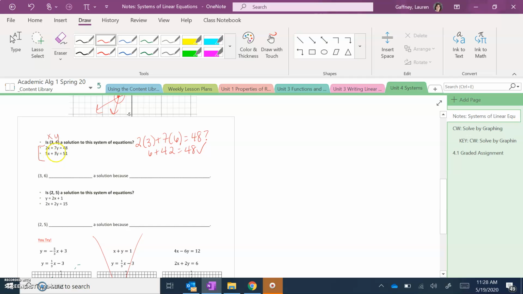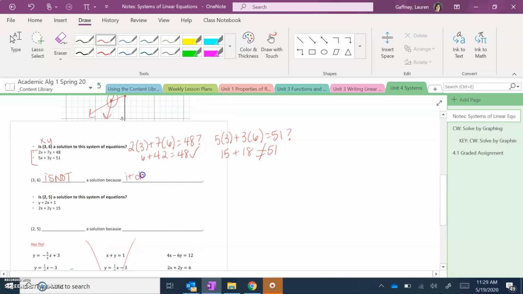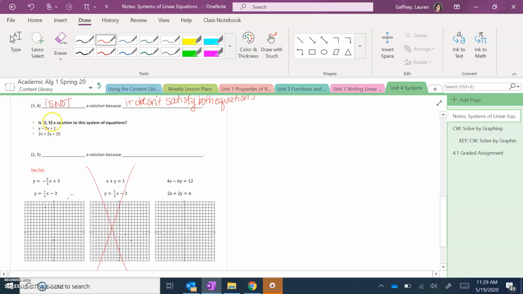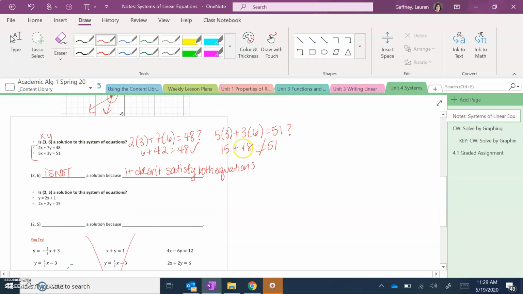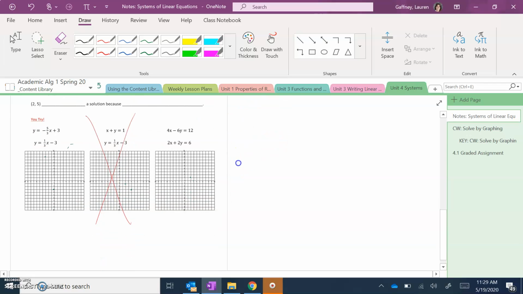Now it has to also work in the other one too. So let's put in 3 for x, 6 for y, and does that equal 51? So 15 plus 18, that does not equal 51. So (3, 6) is not a solution because it doesn't satisfy both equations. Same thing here, you could go through and plug in (2, 5) to see if it works in both. If it works in both, so if this had worked out, then you would say it is a solution. It has to work in both.